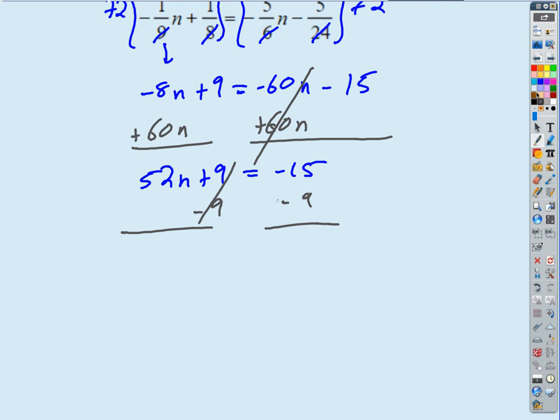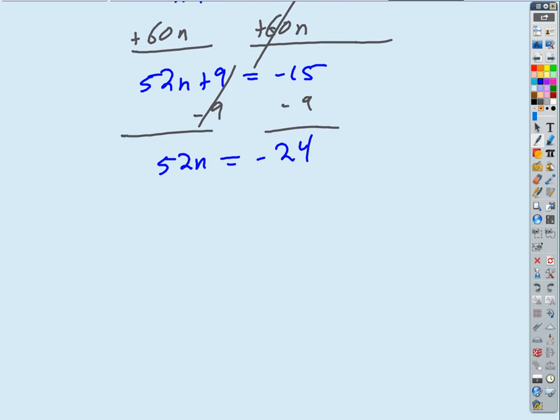Those cancel, and I get 52n equals negative 15 plus negative 9, or minus 9. Good, negative 24. Last step. Good. So divide each side by 52 to cancel the 52, and so I get n equals negative 24 over 52, which is the answer, but we could reduce that.